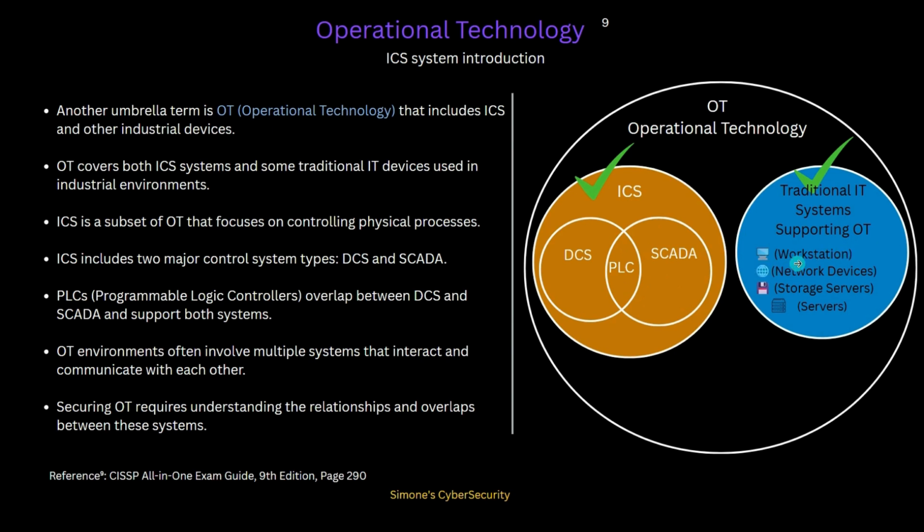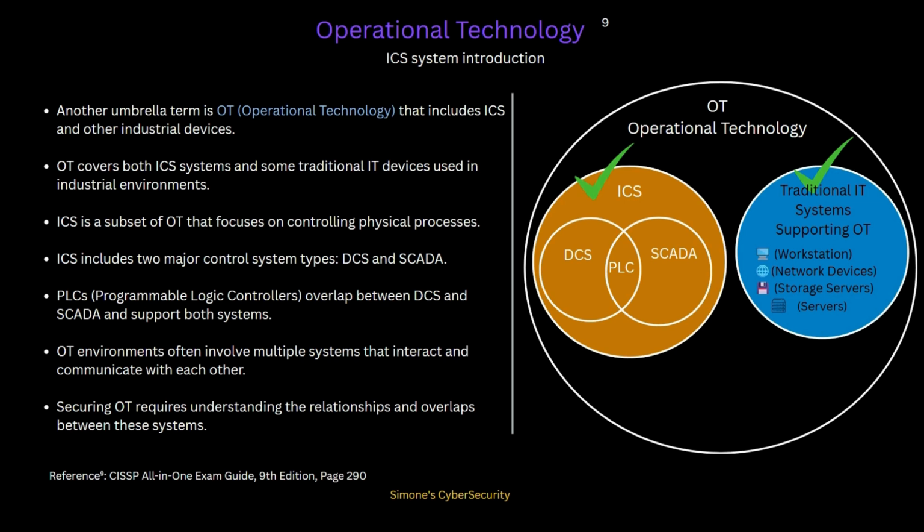That means the underlying IT systems are also part of the bigger OT picture. So when we talk about OT security, the first step is knowing which components and systems fall under this umbrella and how they interact with each other. Only then can we design effective security around them.